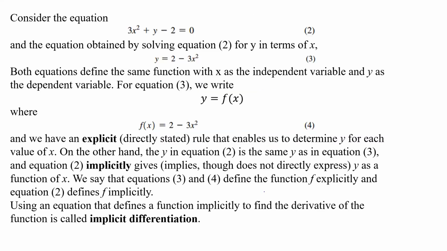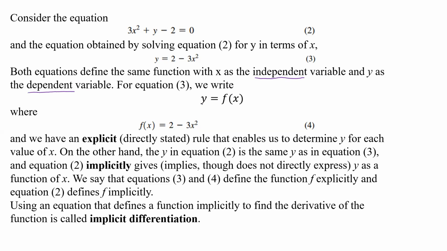So let's consider the equation 3x squared plus y minus 2 is equal to 0. We can solve it for y. We add 2 to that side, subtract 3x squared, and we get y equals 2 minus 3x squared. Both equations define the same function with x as the independent variable, and that's going to be the key. In some of our problems we're going to be changing x's and y's, so the y might be x and the x might be t, and we're going to have to really follow what we're doing here. In this case, x is the independent variable and y is the dependent variable.